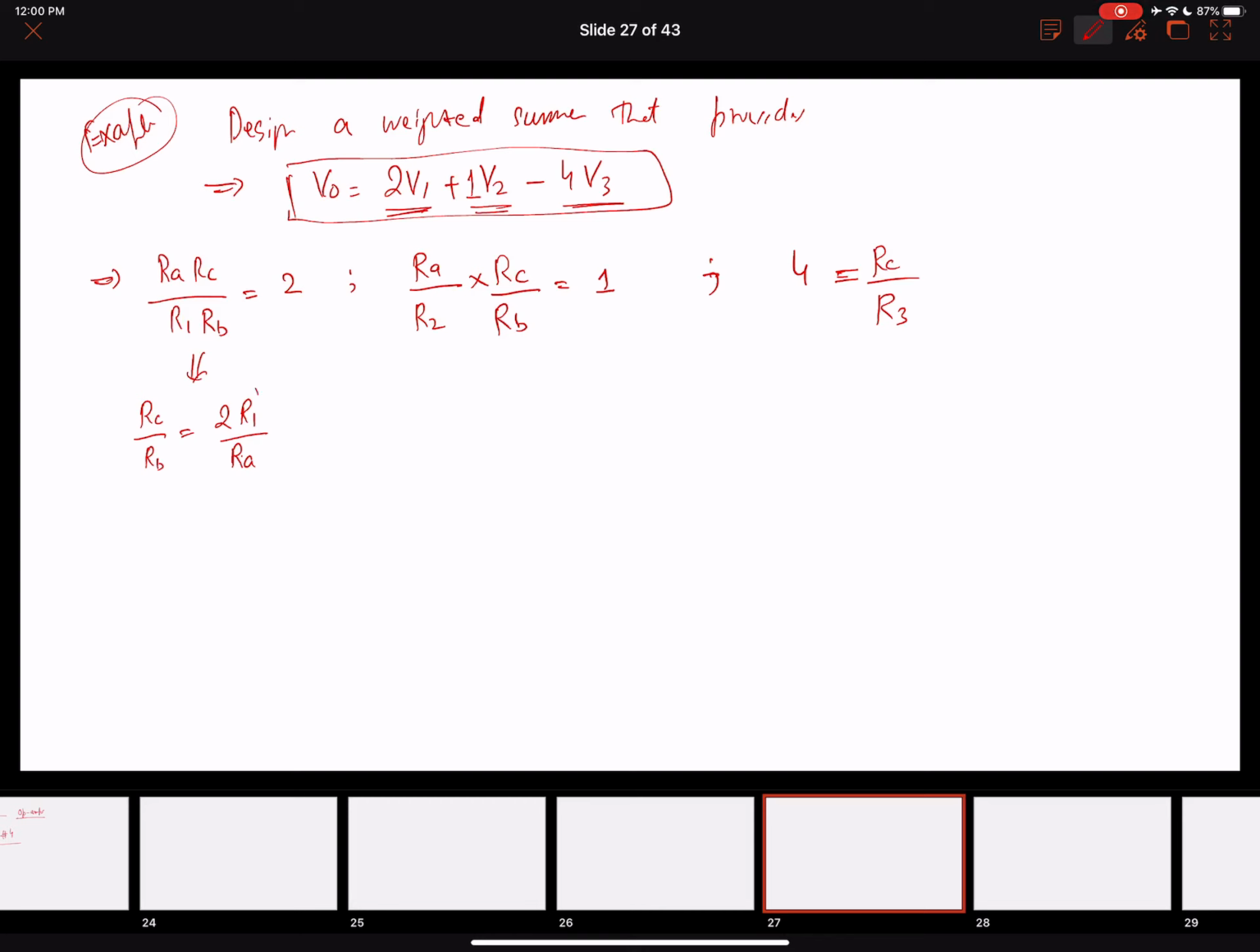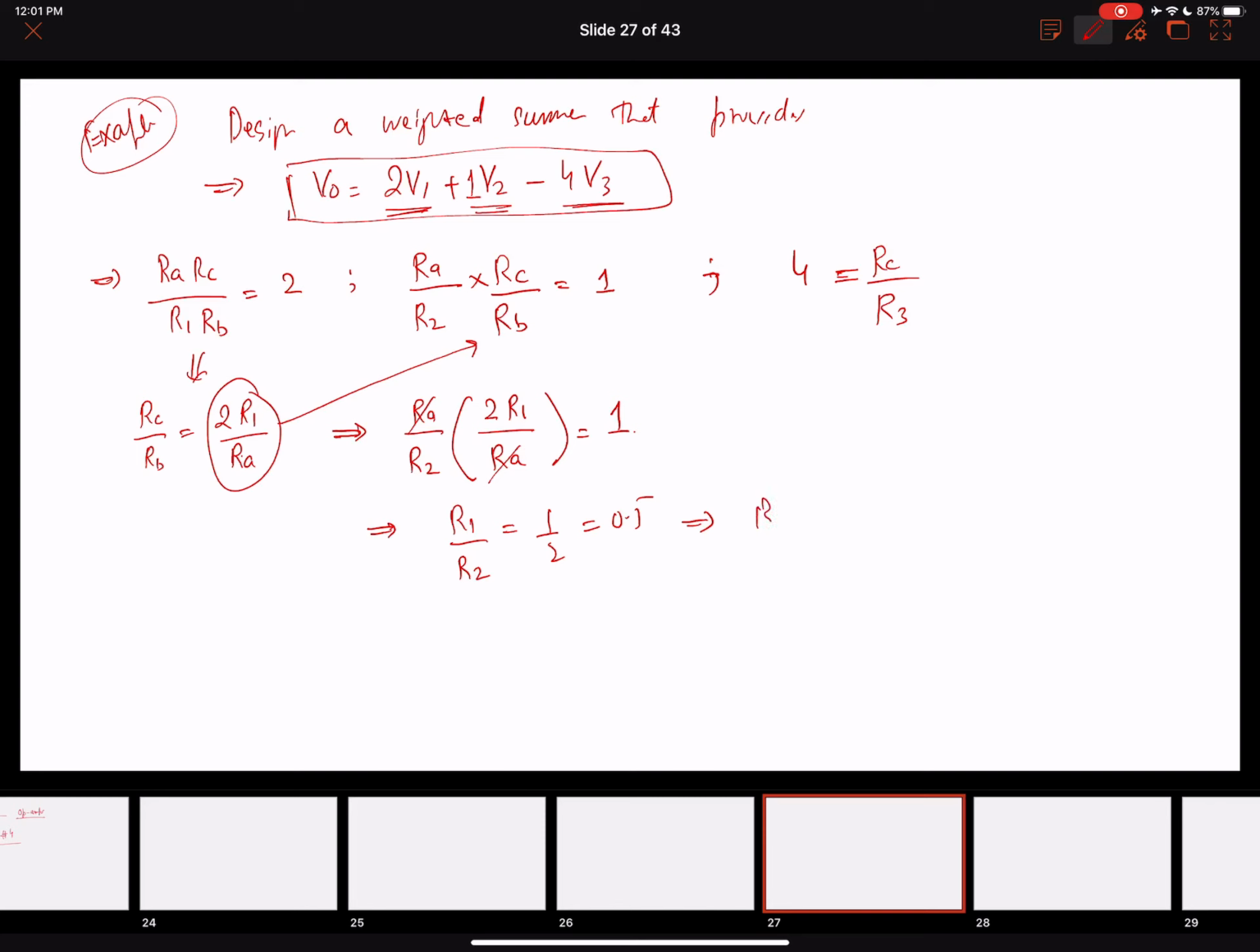So what I'm going to do is put down this equation over here. What I will get is RA over R2 into 2R1 over RA equals 1. Right, so RA will be cancelled out with RA, and I will get a ratio of RA over R2 equals 1 over 2, or R2 should be equal to 2 times R1.